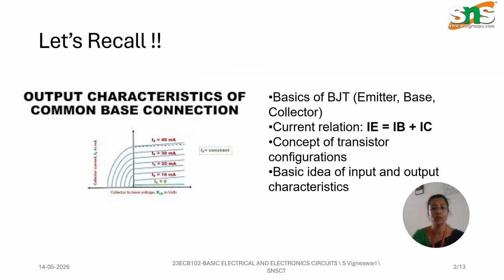Let's recall the points we discussed in the previous session. We have discussed the basics of BJT, transistor configurations and input and output characteristics. A transistor has three terminals: emitter, base and collector. The emitter current is equal to the sum of the base current and the collector current. The three transistor configurations are common base, common emitter and common collector.